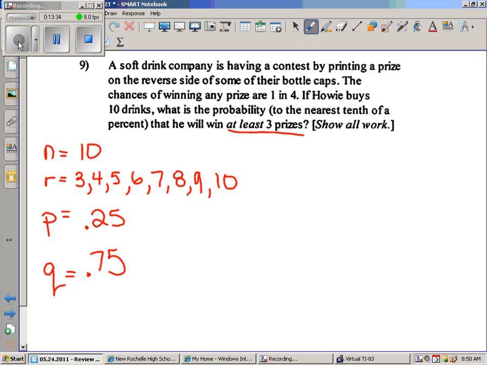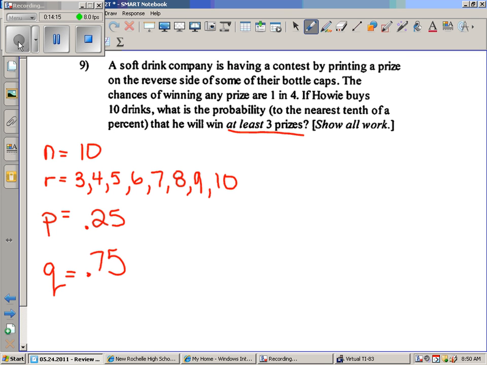Now, this is a tricky one, right? We learned 2 ways to do it. You literally could do the exactly formula 1, 2, 3, 4, 5, 6, 7, 8 times. Or you could do it for 0, 1, and 2 and subtract that away from 100%. Do you know what I mean? Okay. So, which way do you want to do it? The shorter way? Okay. Let me show you the shorter way.